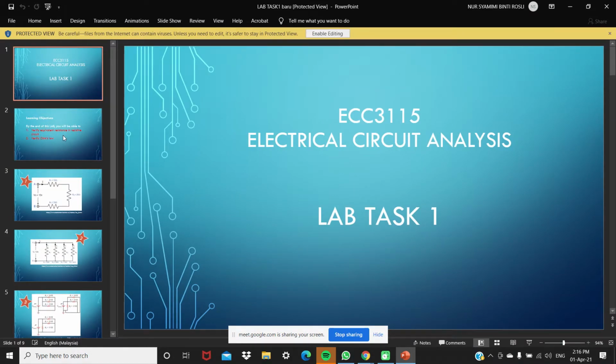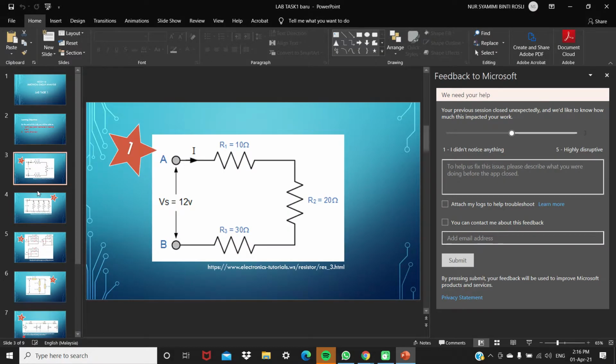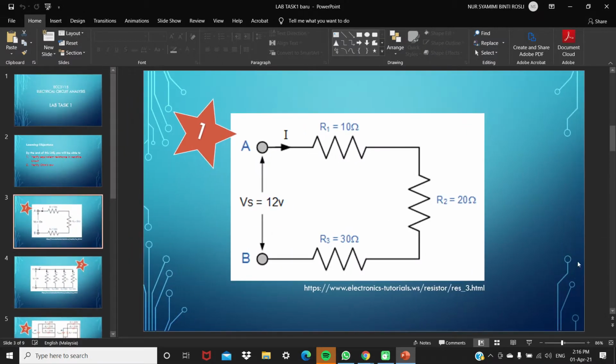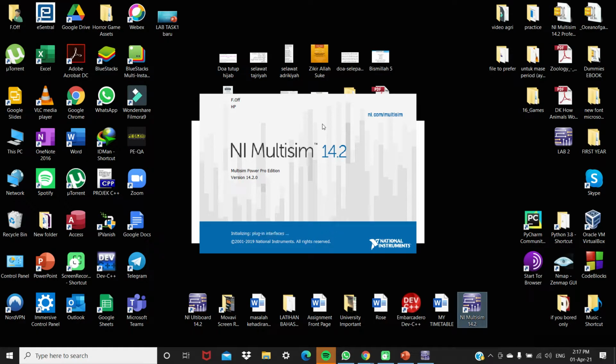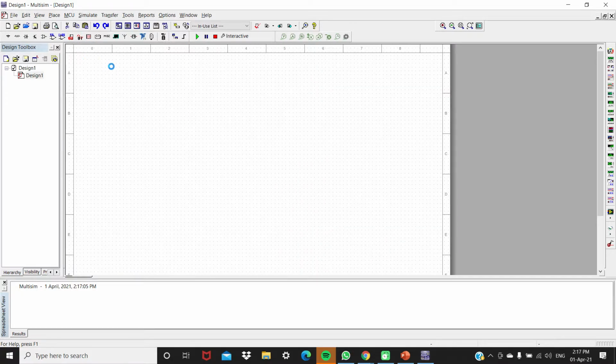So this is basically lab test one. Basically, we need to put these components inside the software and see what we can do using that software, Multisim. First of all, you need to open the software Multisim 14.2, but don't use the Ultiboard. Just use the usual Multisim. If you can open it, it should be like this.